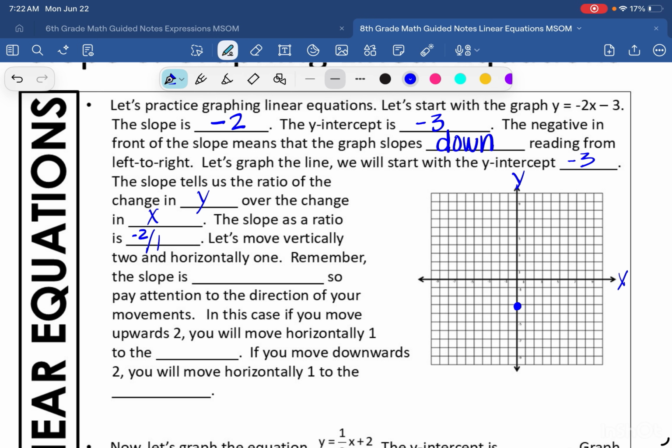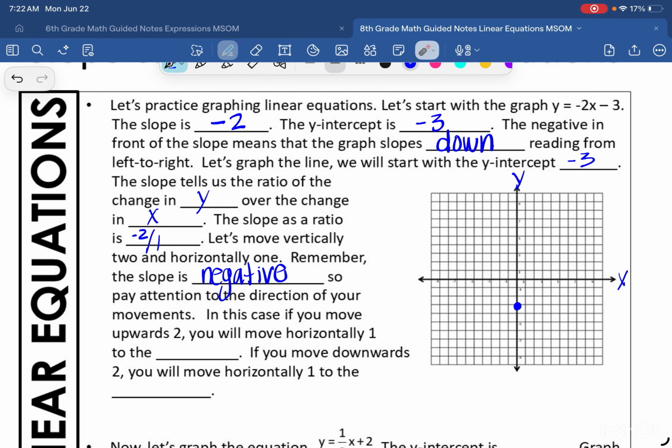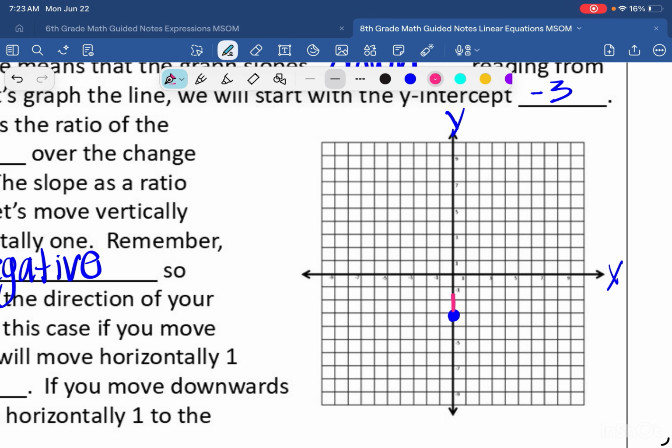Remember, the slope is negative, so pay attention to the direction of your movements. So I know that my slope needs to be going down. Move vertically 2, because that's my change in y, and horizontally 1, that's my change in x. So if I go up 2, I'm going to go to the left 1 to get that point right there, because that's going to help my slope go down. If I go down 2, I'm going to go to the right 1, and that will also give me that negative slope.